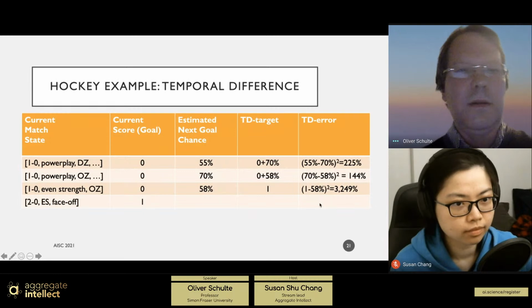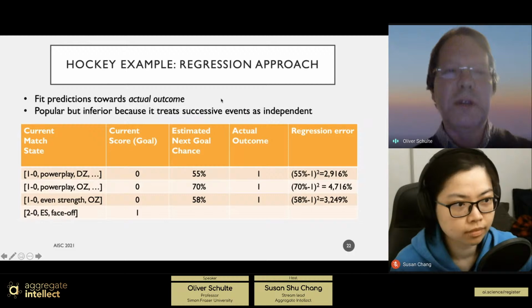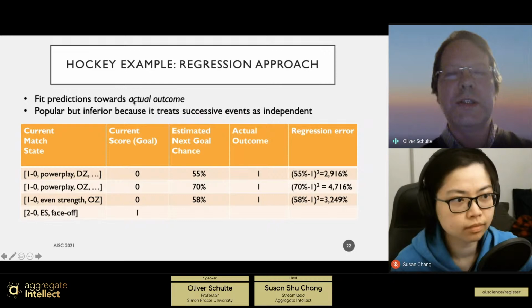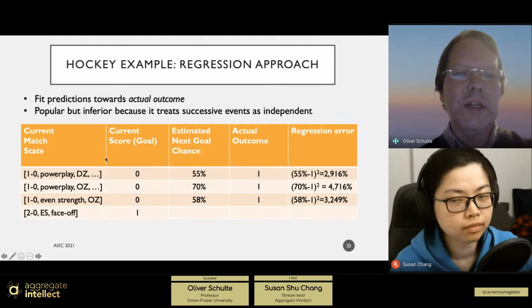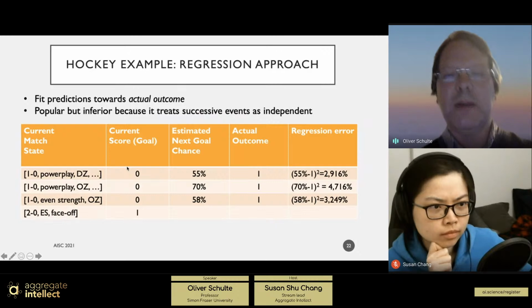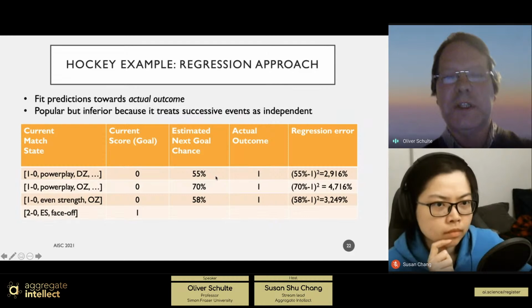Okay, so in contrast, here's how a regression approach would work. You would fit the predictions towards the actual final outcome. You would say, oh, I actually know how this ended. I know that my team ended up scoring, rather than losing the puck. So what I say is, oh, at first I thought they had a 55% chance of scoring, but actually it was 1.